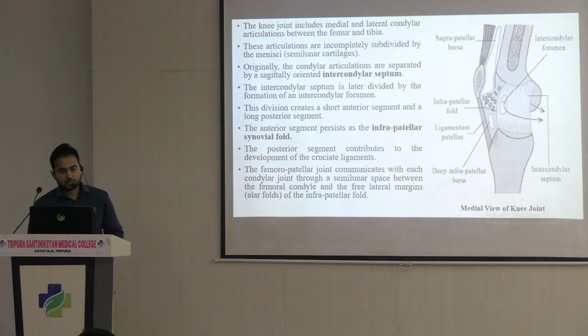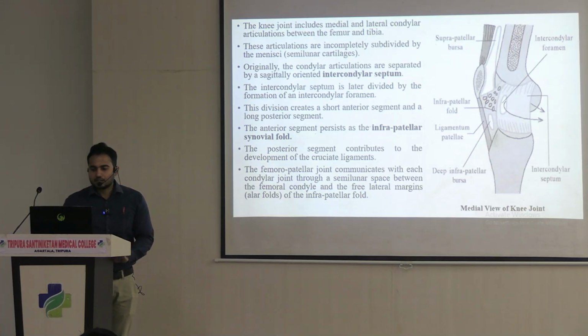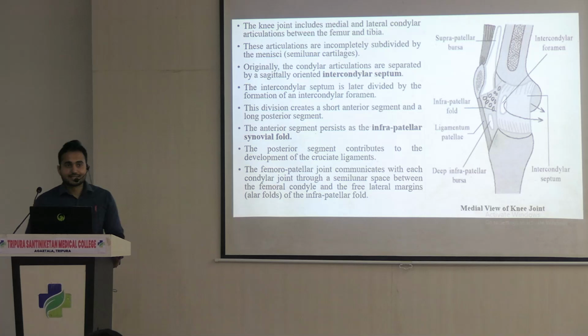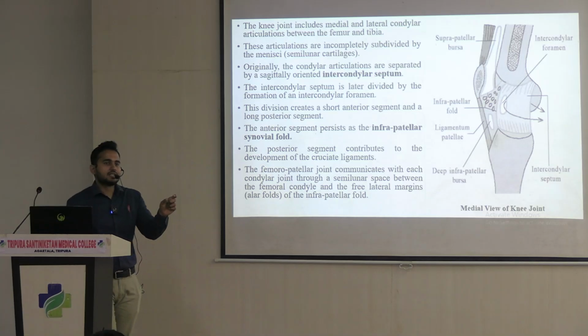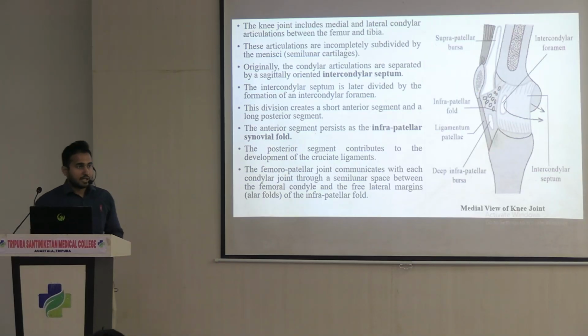I am coming into that. What are those menisci? Now the condylar articulations are separated sagittally by the intercondylar septum, as you can see in the diagram. The intercondylar septum is mainly made up of adipose tissue which is covered by synovial membrane, and this intercondylar septum is present sagittally.